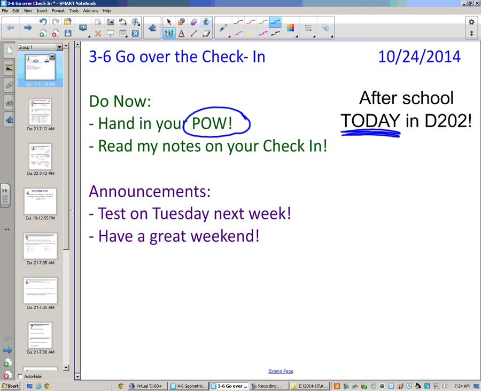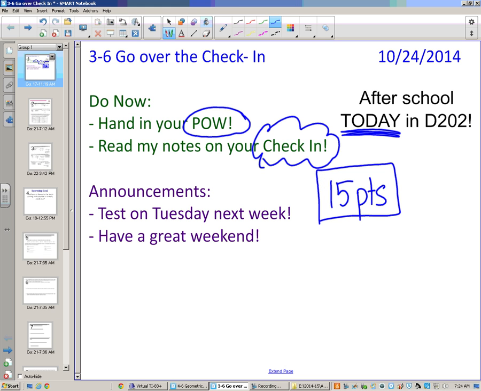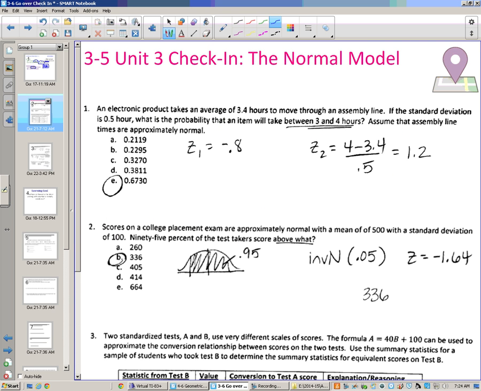Okay, read my notes on your check-in, and if you need to, you can pause the video while you do that. It was out of a total of 15 points, and so you can gauge how well you're doing so far this unit for our test on Tuesday. So if you need to pause while you read over my check-in, what this video is going to do is help you go over the questions you got incorrect. Okay, so looking at the check-in, here are the answers.